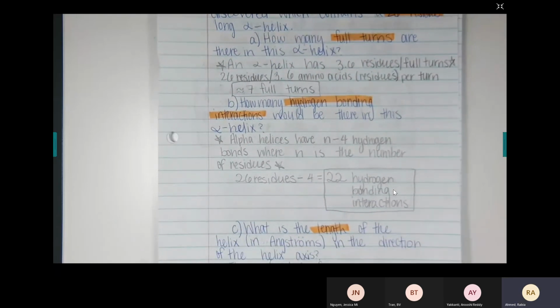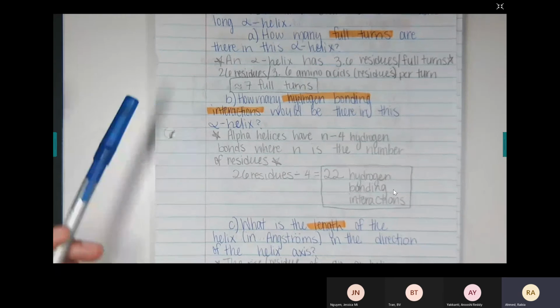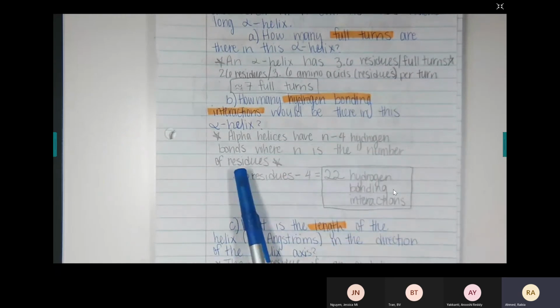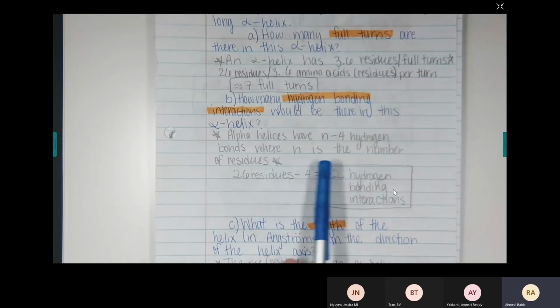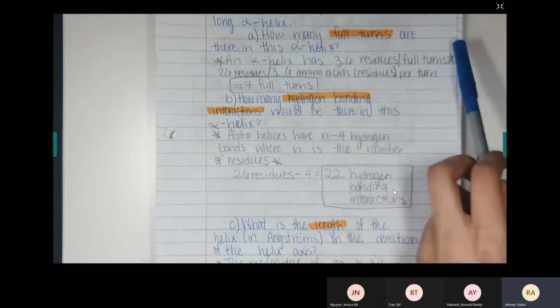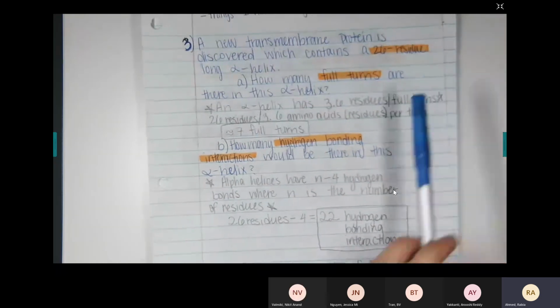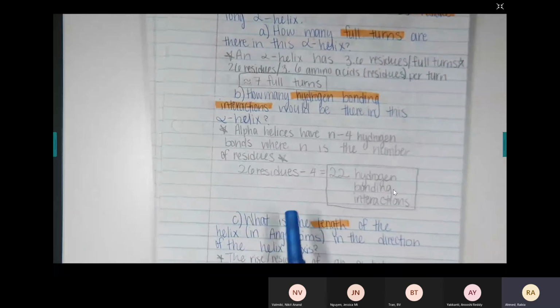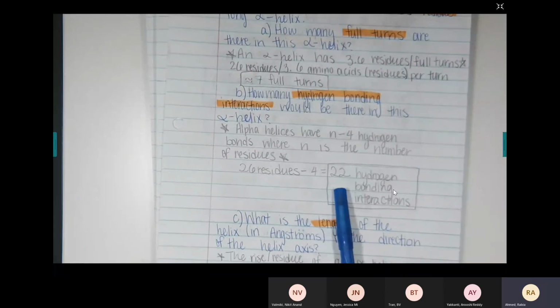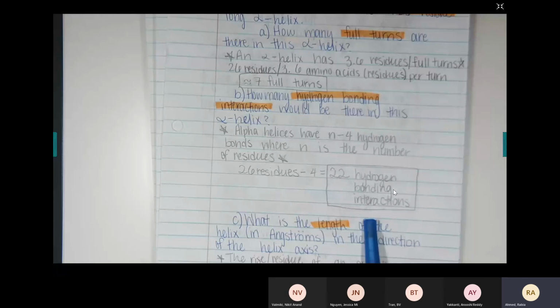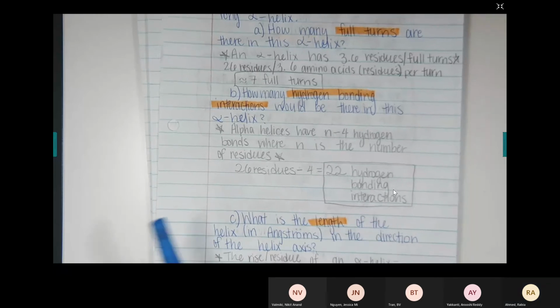So, how many hydrogen bonding interactions would be there in this alpha helix? So we have to know that alpha helices have n-4 hydrogen bonds, where n is the number of residues. So they give us 26 residues up here. And so we're going to subtract the 4, and it's going to be equal to 22 hydrogen bonding interactions.